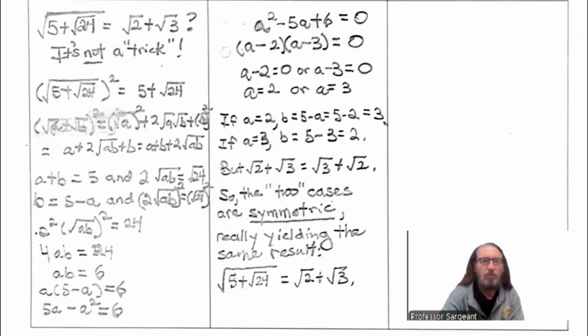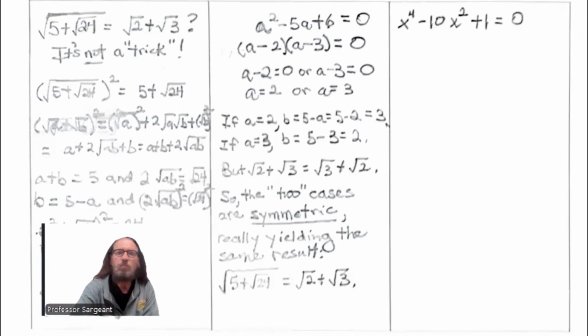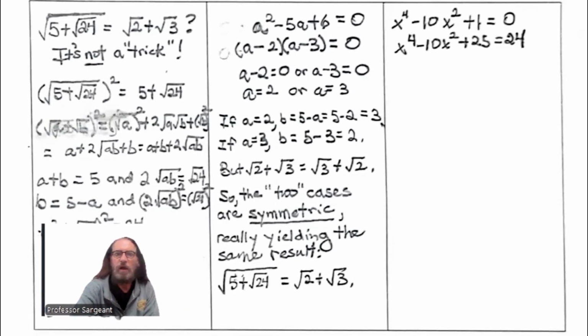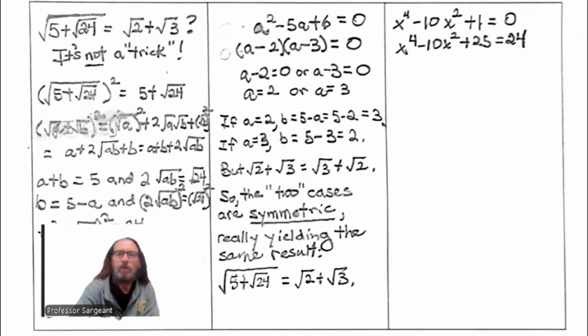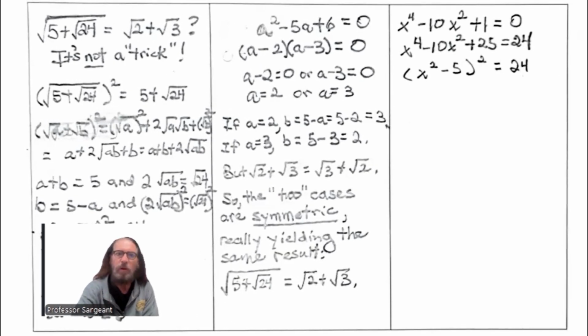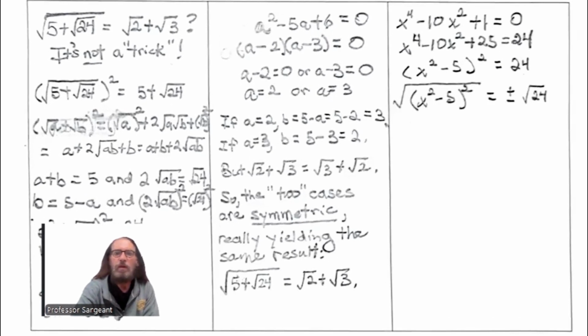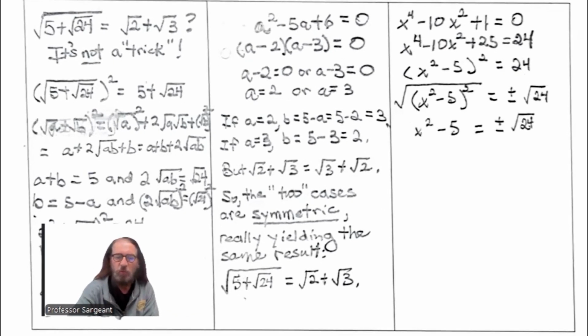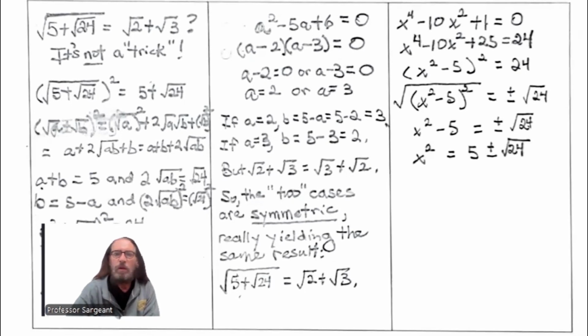And if you're wondering where something like this might show up, you could be solving a fourth degree polynomial equation like this one. You could also call that a quartic equation. If I add 24 to both sides and solve that by completing the square, then the quantity x squared minus 5 is equal to plus or minus the square root of 24. And so x squared is equal to 5 plus or minus square root of 24.